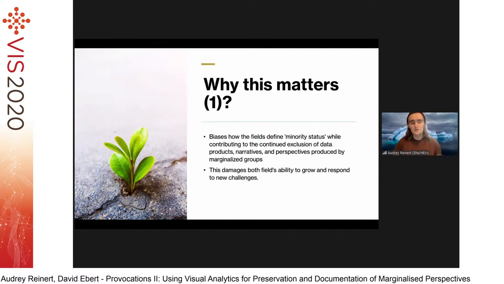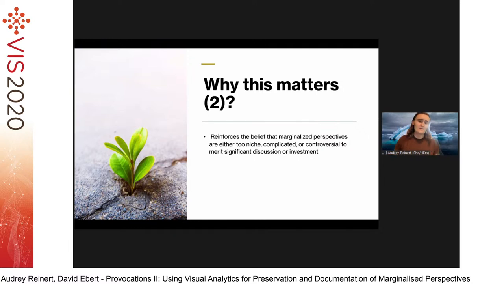And the other reason, well, it damages our ability to grow and to recruit the new, more diverse generation of scholars that are coming up. It's really hard being the only person of color in a room full of white men. Your perspective is just not going to be seen as valuable. And finally, it also reinforces the belief that marginalized perspectives are just too niche, too complicated, too hard, or even just too, straight up too political to merit significant investment.